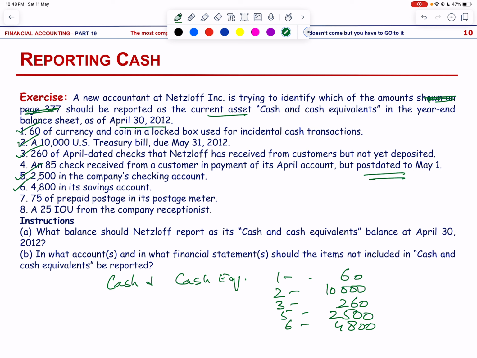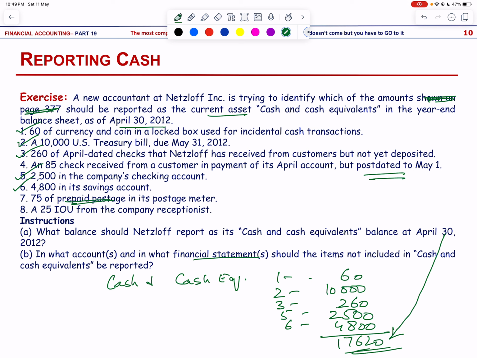And then number 7, 75 of prepaid postage in its postage meter, and a 25 IOU from the company receptionist. So obviously these two are not going to be included, and the total will be 17,620. So cash and cash equivalent are 17,720. In what accounts and in what financial statements should the items not included in cash and cash equivalent be reported?